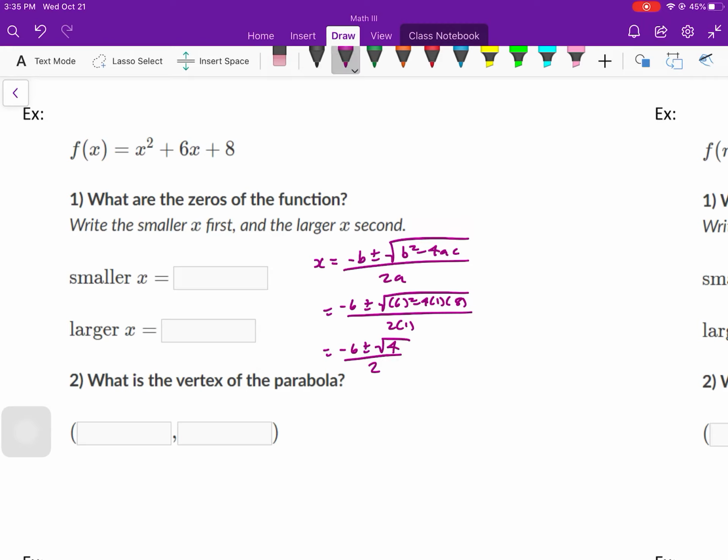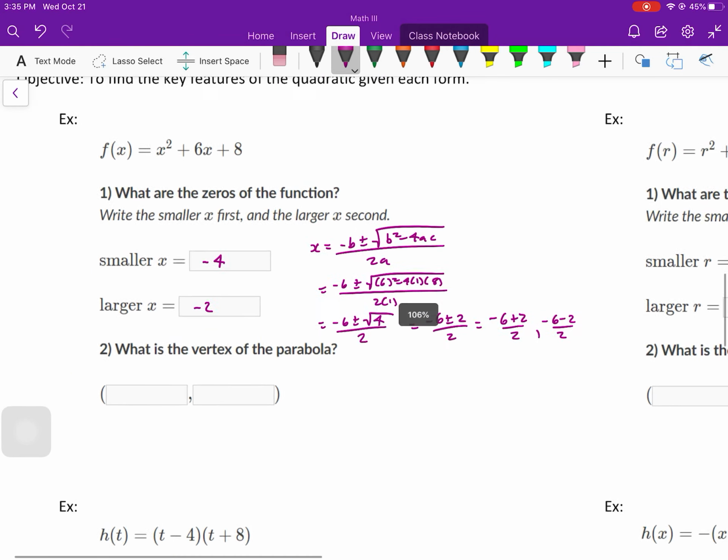over 2. And that equals -6 plus or minus 2 over 2. So you get -6 plus 2 over 2, and -6 minus 2 over 2. -6 plus 2 is -4 over 2, which is -2. And then the other one, -6 minus 2 is -8 over 2, which is -4. That would be our smaller value. So if you ever forgot how to do that, you could watch the video on the quadratic formula, or you could do the factoring method if you want to.